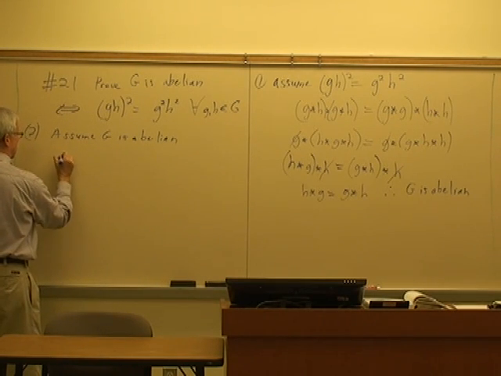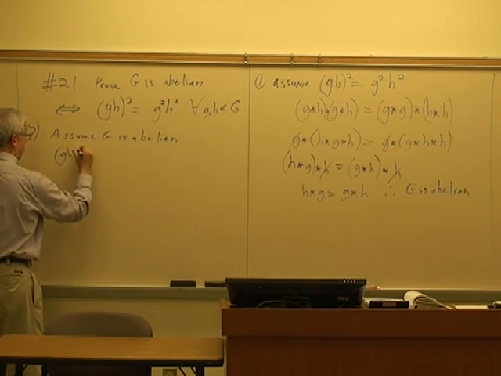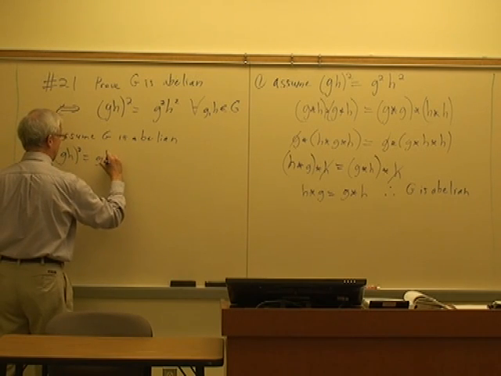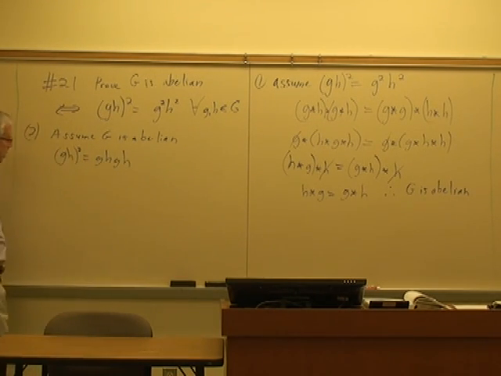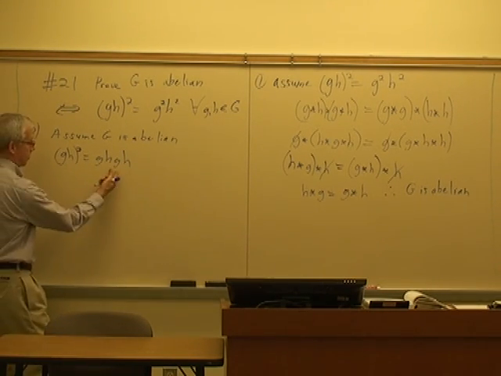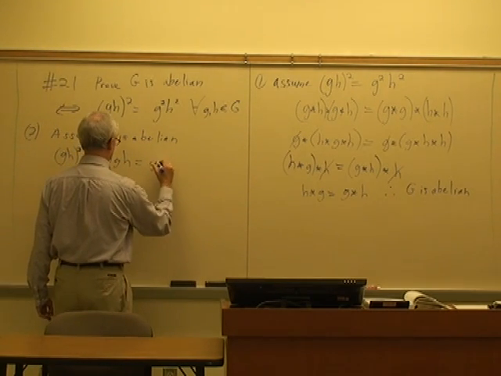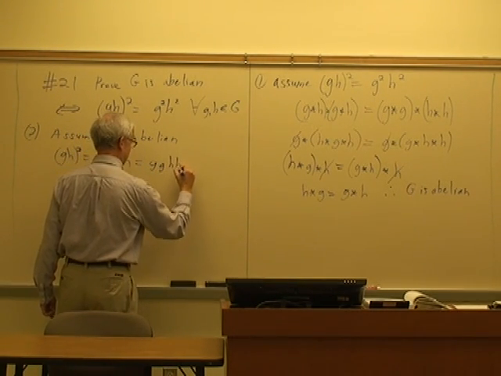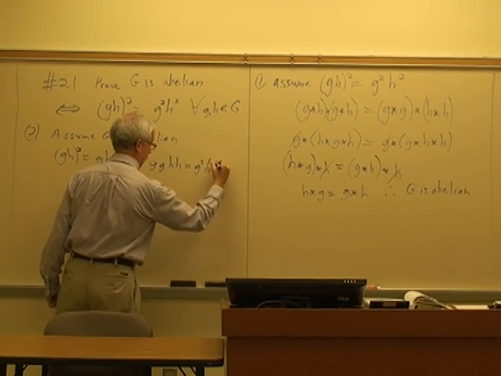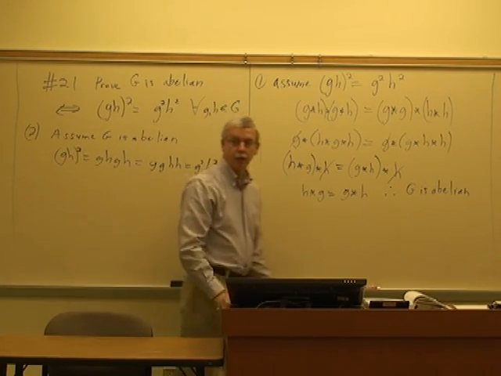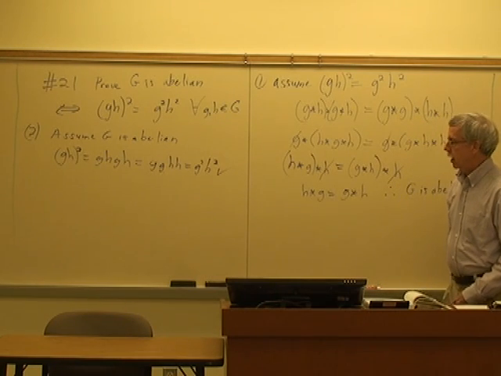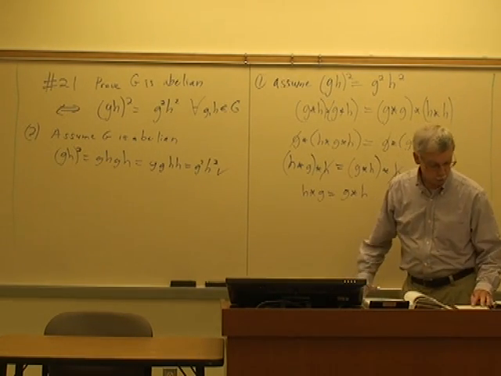This one's easy then. (GH) squared is equal to G H G H. But G is abelian, so what can I do? I can swap the middle too, right? Done. It's easy when you assume abelian. Abelian groups are nice because everything commutes.